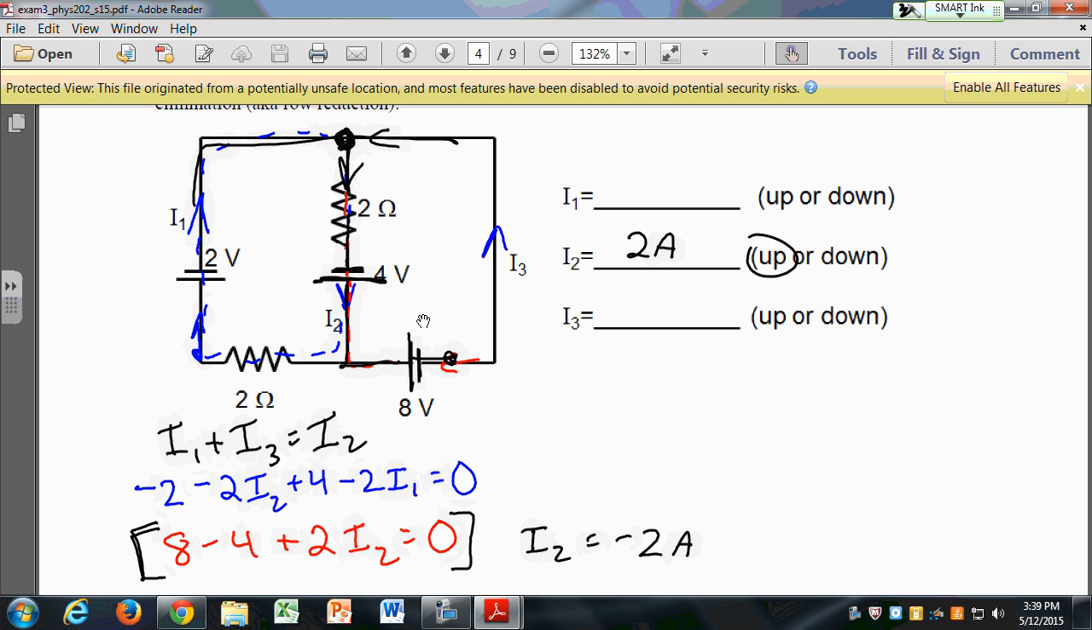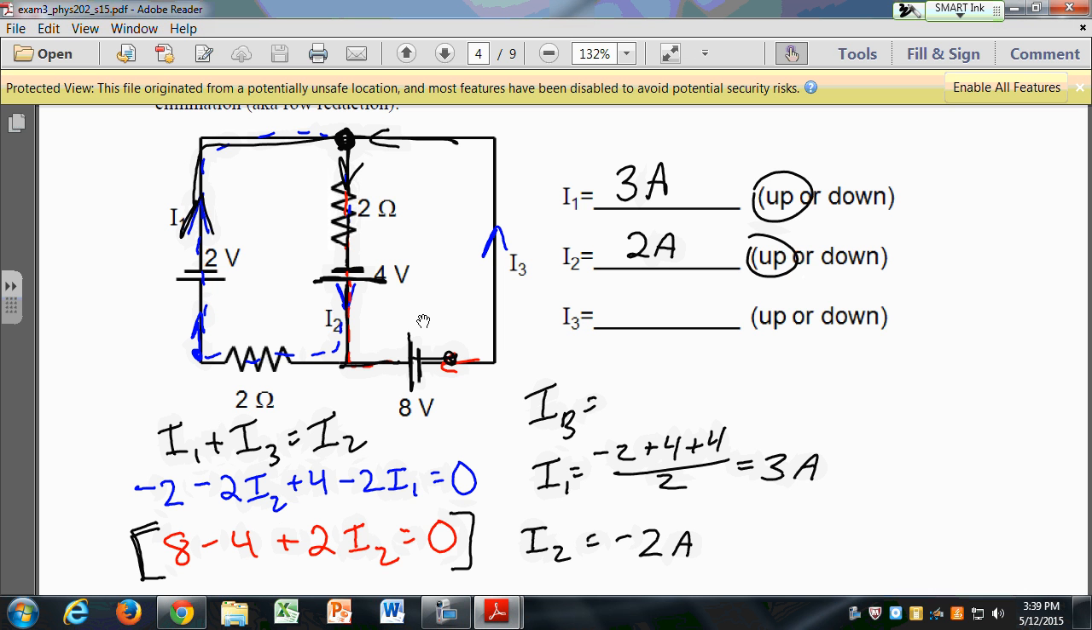Okay, so once I know I2, I can find I1. Up here, I just plug in I2. I1 is equal to -2 plus 4 plus 4 divided by 2. That's 3 amps. I think I did that right. I1 then is 3 amps up. It's positive, so it's whatever direction I chose. And then to find I3, I3 is equal to I2 minus I1, which is -5 amps. So this is 5 amps down.